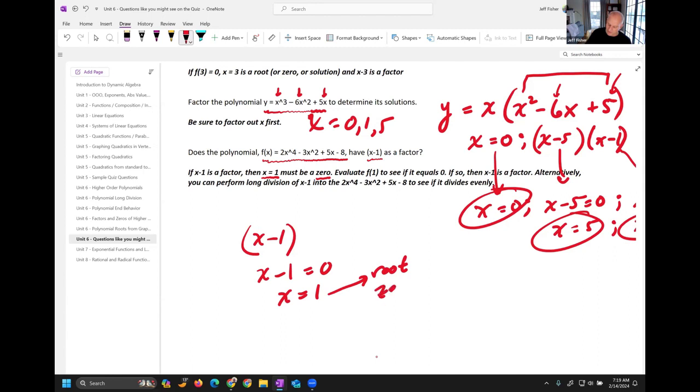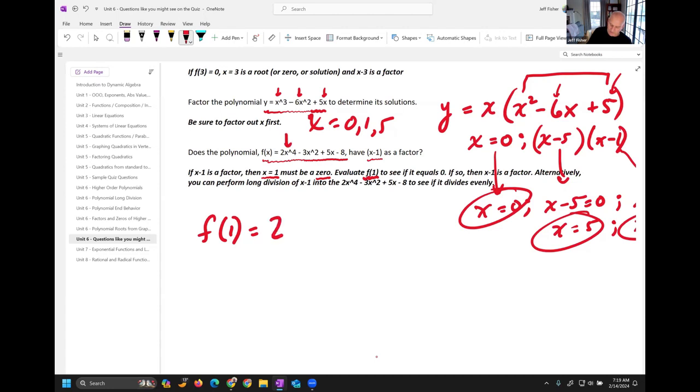Or a zero. We're calling them zeros here. So if we know what the factor is, we evaluate the root, f at 1, to see if it equals 0. So what is f at 1?